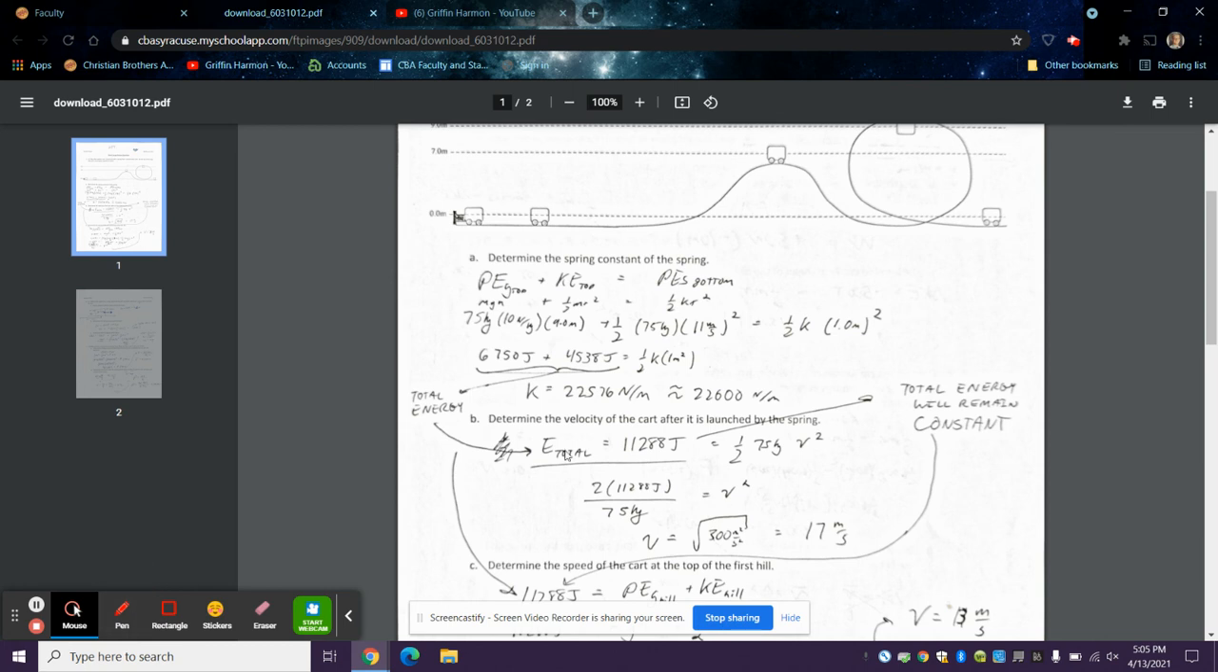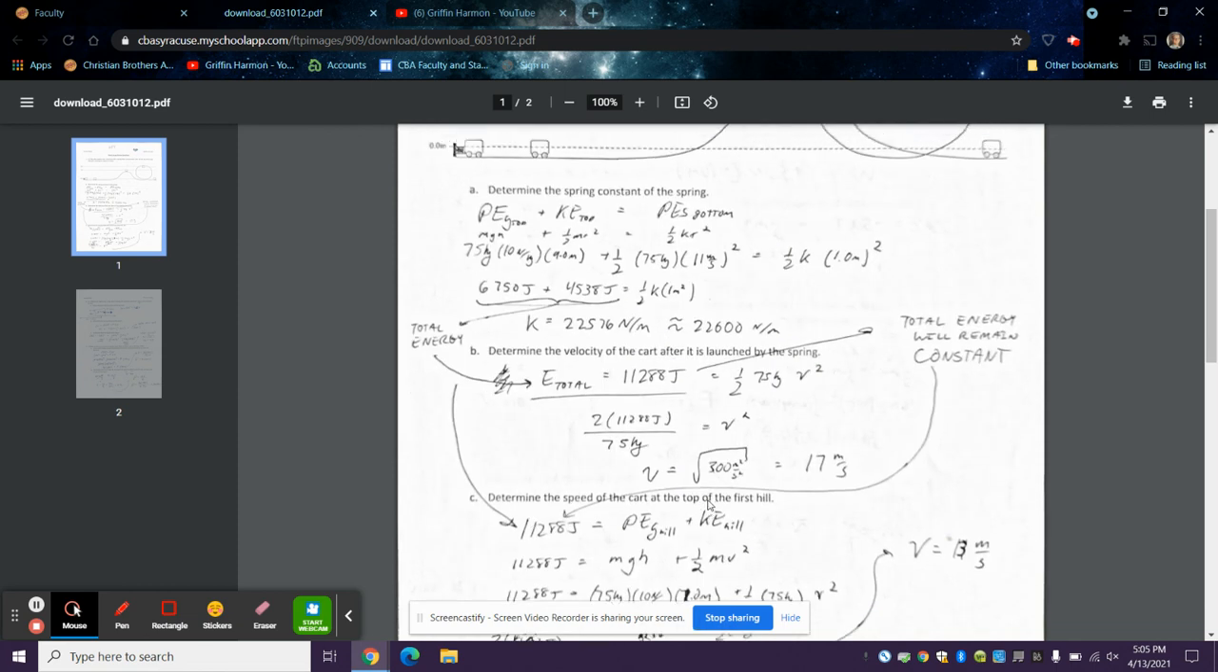Now, determine the velocity of the cart after it's launched. So that's the velocity when the cart's right here. Well, that's the trick. It's all kinetic energy at this point, right? It's literally all kinetic energy. So that 11,280 joules that we calculated here, we don't have to recalculate. We know that's going to be the total energy at any one of these locations. Since here it's all kinetic energy, we just set that equal to 1/2 mv squared. That'll be the v of the cart right there. Solve it through, we get 17 meters per second.